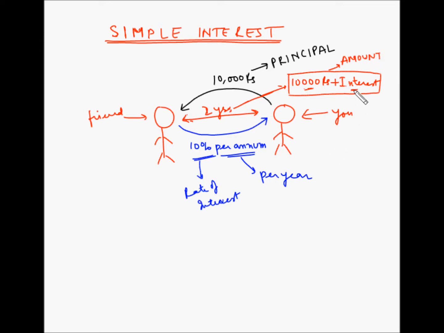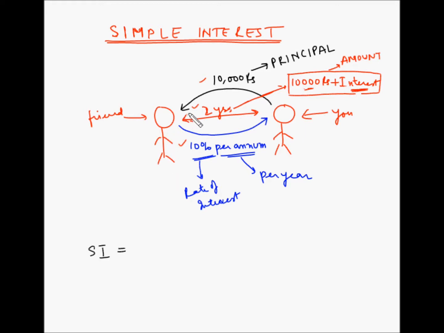Now, how do you find what is the amount of interest which your friend is going to pay in addition to the principal amount? So this interest is calculated based on the principal, the time, as well as the rate of interest. So let's find out how we can calculate the interest. Now remember that there are two types of interest. One is a simple interest, the other one is a compound interest. Here we are referring to interest as the simple interest. So let's try to find how to calculate the simple interest.